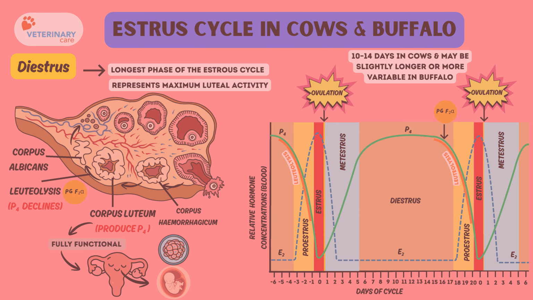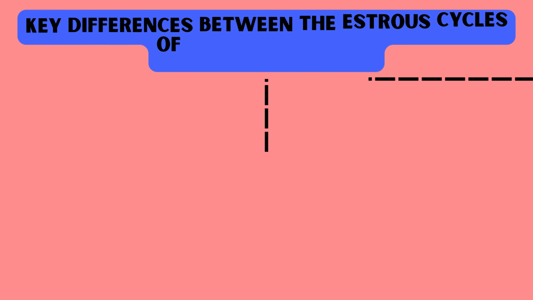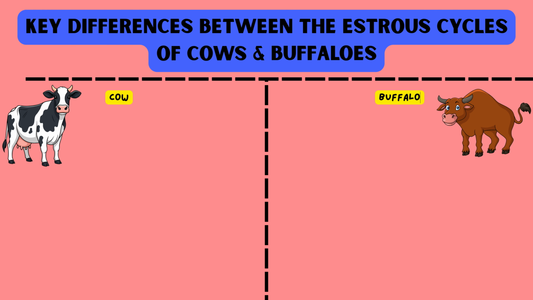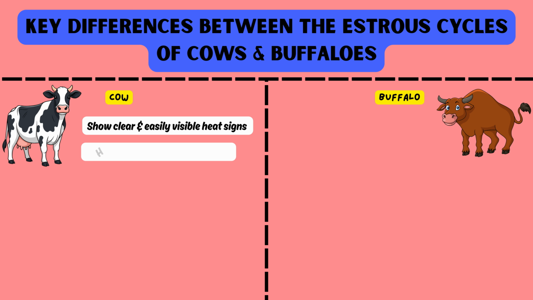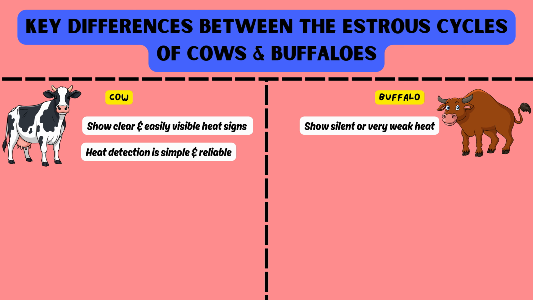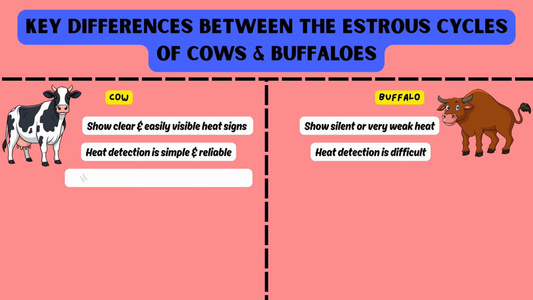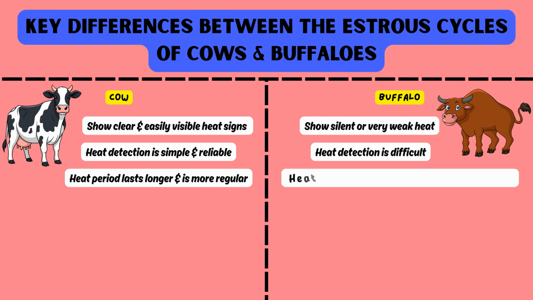Let us shortly discuss key differences between the estrus cycles of cows and buffaloes. Cows usually show clear and easily visible heat signs. So, heat detection is simple and reliable. In contrast, buffaloes often show silent or very weak heat, with few visible signs, so heat detection is difficult. The heat period in cows lasts longer and is more regular, whereas in buffaloes it is shorter and varies from animal to animal.